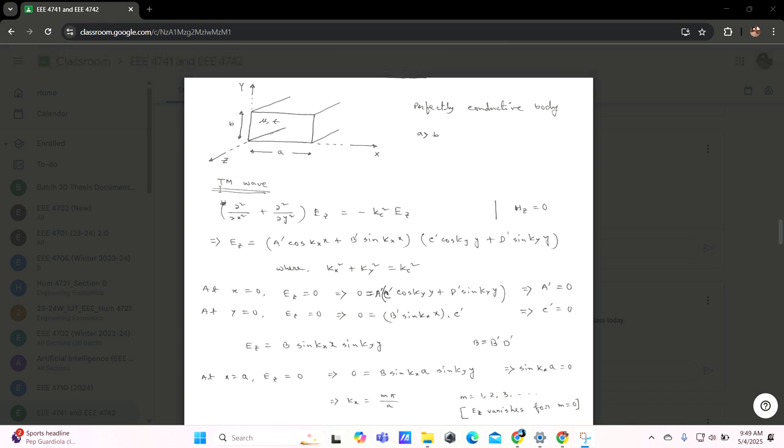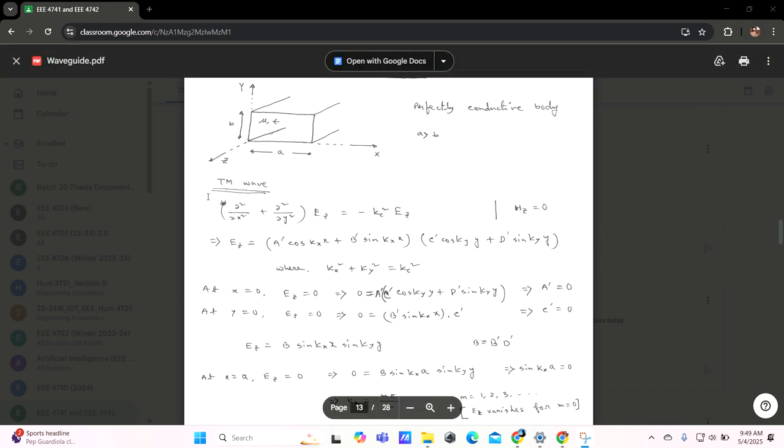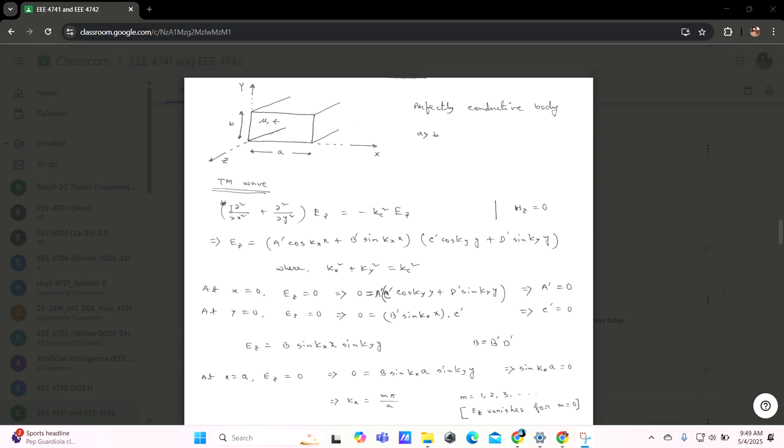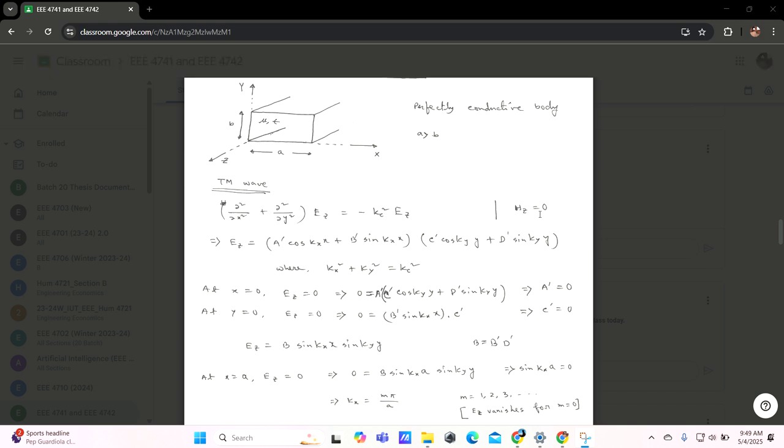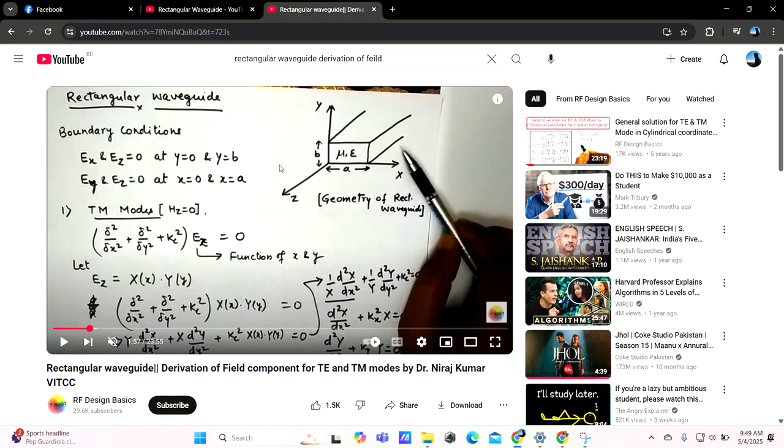Firstly we see the transverse magnetic wave. It's our Helmholtz equation we studied earlier. For transverse magnetic we know our Hz component will be 0. Then we will go for our boundary conditions.